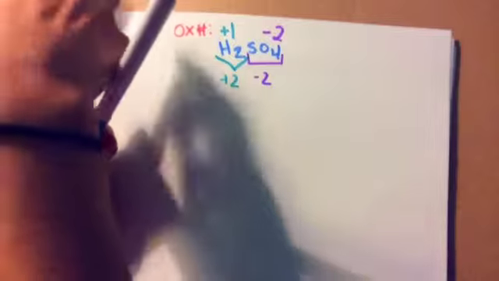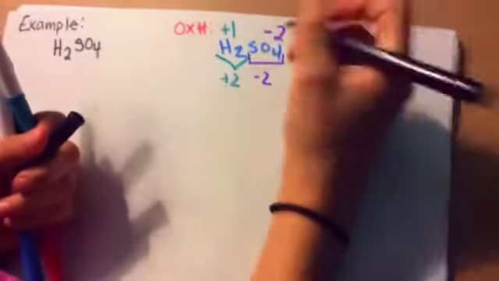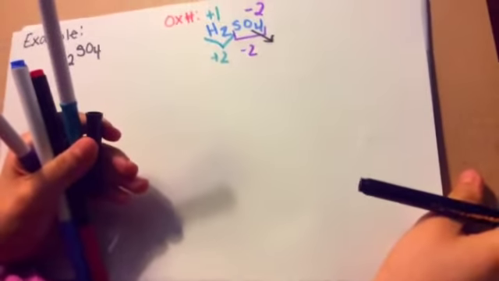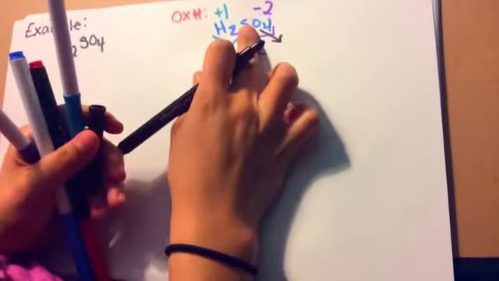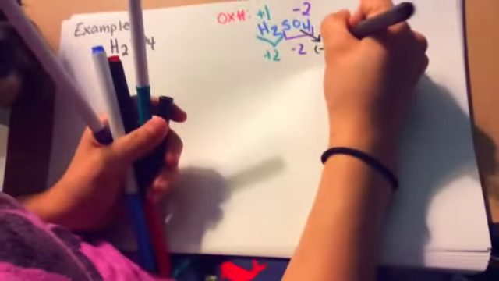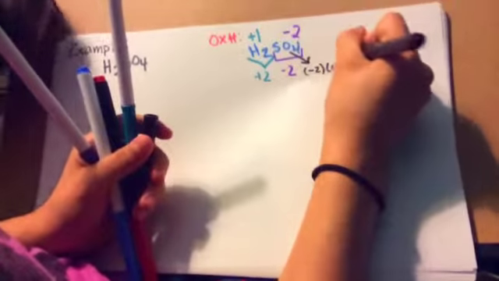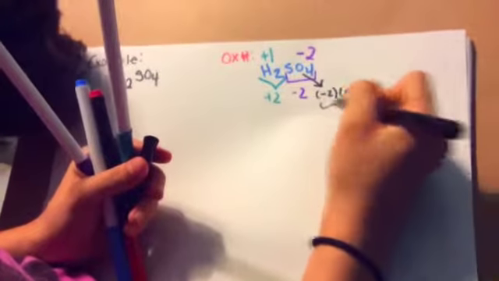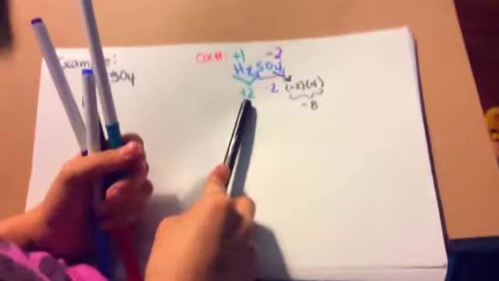But now we have to do oxygen separately, since there's 4 oxygens, and oxygen is usually a 2- charge. Then it'll be times 4, which will then equal a -8. And then these two charges do not balance or cancel out.